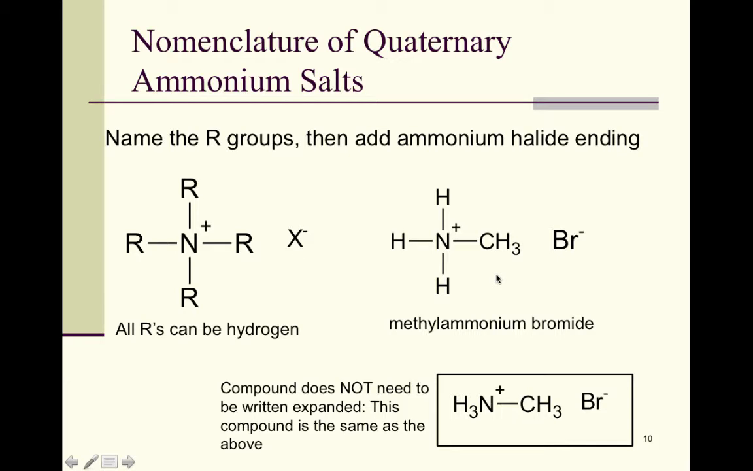So the smallest of our quaternary ammonium salts would be methyl ammonium bromide. So you can see the name ammonium bromide, and what goes in front of the ammonium without a space would be whatever R groups you have on there. There is a space after the word ammonium and before the name of our anion, in this case, bromide. The compound itself does not need to be written expanded. The structure I have in the box here is the exact same structure, methyl ammonium bromide, that I have above it, and that's probably the way you're going to see these structures a lot more often anyway.